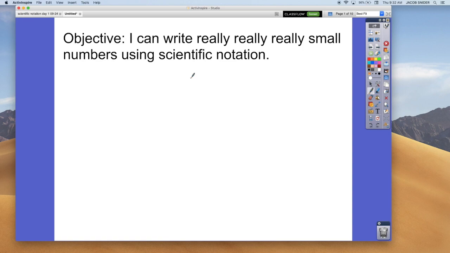Now, for the most part, it's going to be pretty simple. It's going to be very similar to what we did yesterday, all right? It's going to be a little different, but pretty similar. There's honestly only one thing that's different here, and you guys will figure that out pretty quickly, okay? So hopefully this won't be too bad. It'll be a nice little review for today, kind of building off of what we did yesterday, and we'll go from there, okay? So got the objective down, really small numbers using scientific notation.